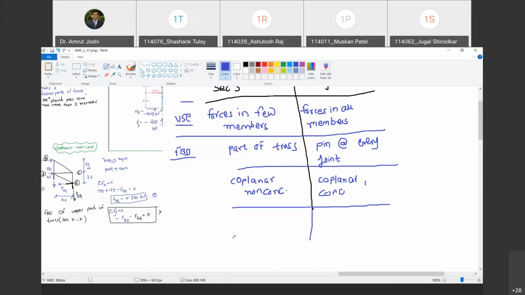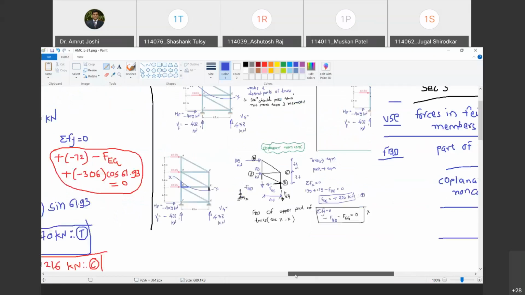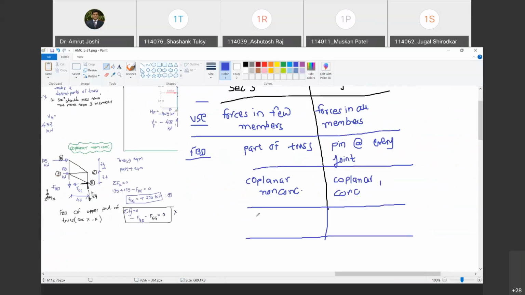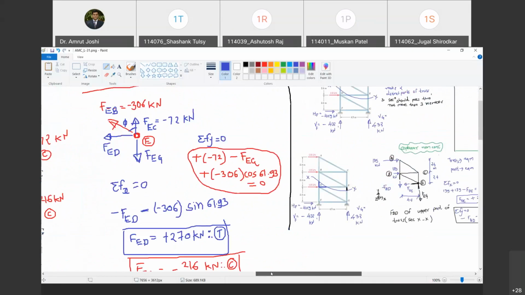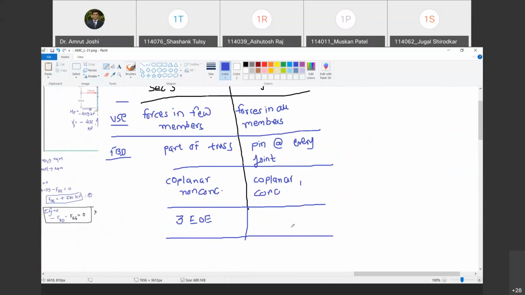Now, tell me how many equations of equilibrium are applicable for a free body diagram drawn in method of sections? 3. Yes. So here I have 3 equations of equilibrium. Are you with me? Yes, sir. Whereas in method of joints, how many equations are available? 2. So only 2 equations of equilibrium are available. Are you with me? Yes, sir.